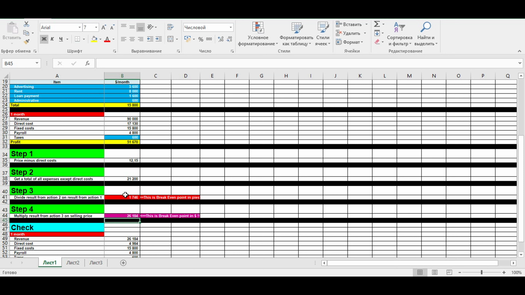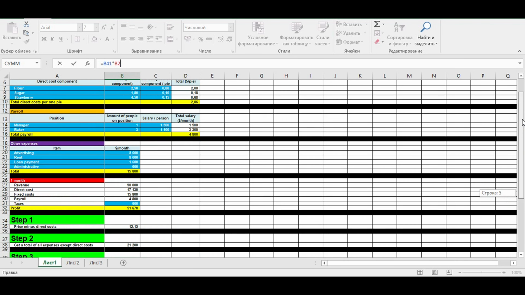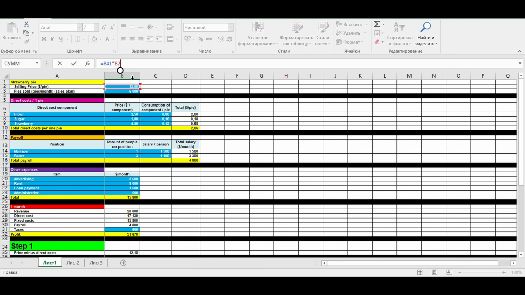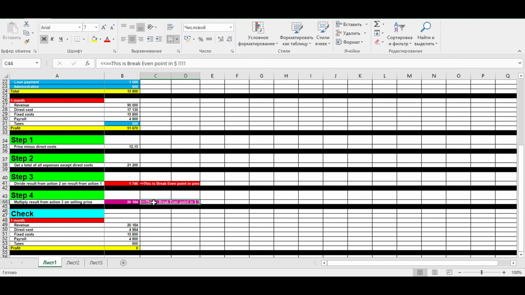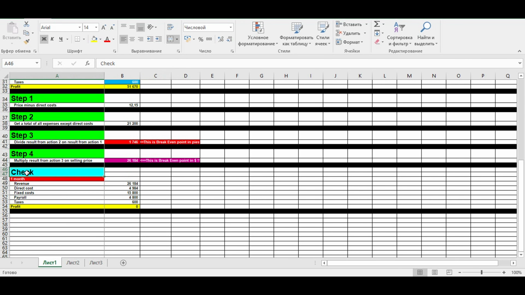If you want to know the break-even point in dollars, you should move to step 4. We multiply the result of step 3 by the selling price and get the revenue which will be equal to our expenses. This will be the revenue of the break-even point. Let's check the break-even point result.